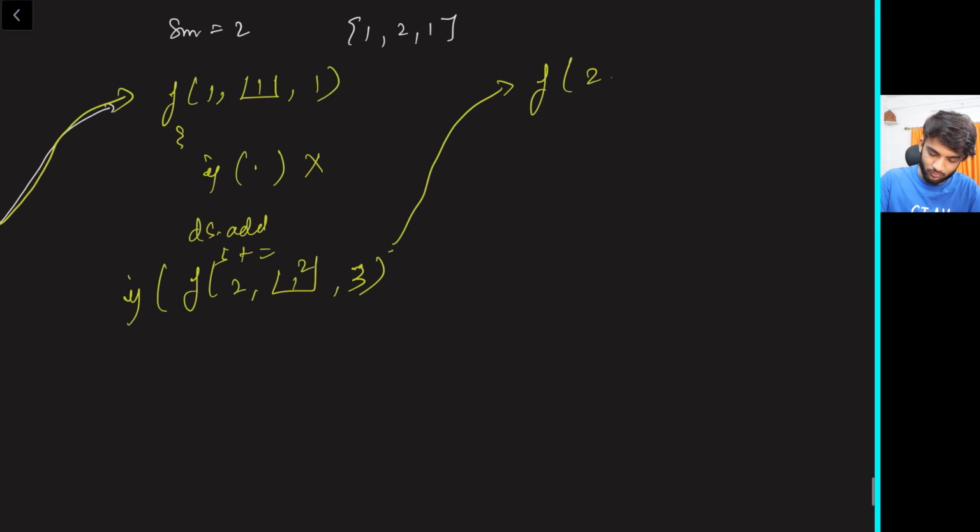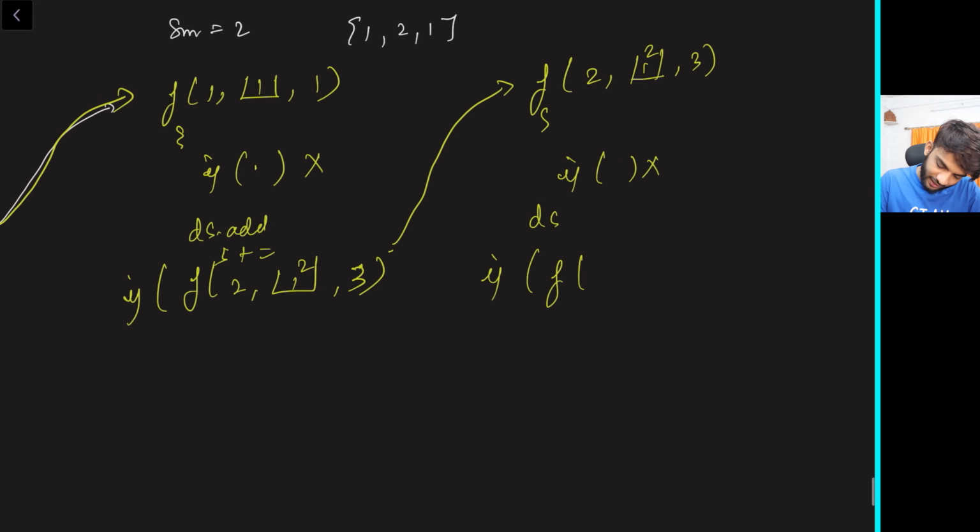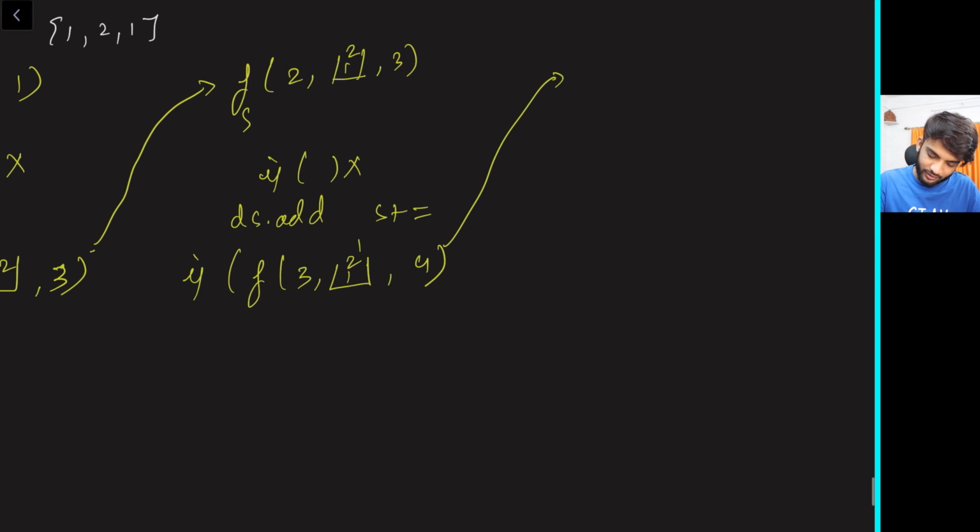F of 2, 1, 2, 3. Again, the base condition is not satisfied. Again, if of f of, again data structure dot add, again s plus equal to f of 3. This will become 1, 2, 1. Summation will become 4, and this will go. At the moment this goes with f of 3, data structure of 1, 2, 1, 4.